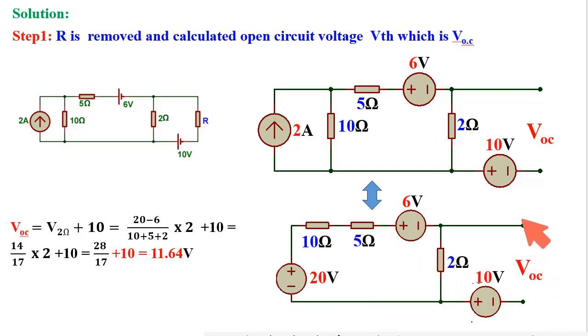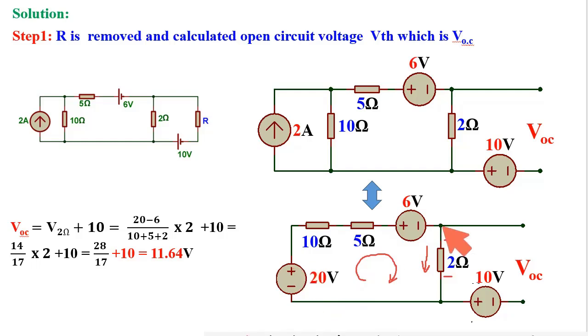What is VOC? VOC is the potential at this point with respect to this point. In between these 2 points, what is there? That will be the summation of the potential drop across this 2 ohm resistance and this 10 volt. To get the potential drop across this 2 ohm resistance, I need to find the current flowing through this 2 ohm resistance. So what is that current? The current will flow in this loop. So 2 sources are here, 20 volt and 6 volt.